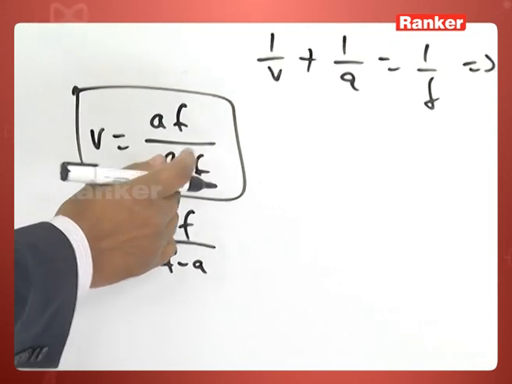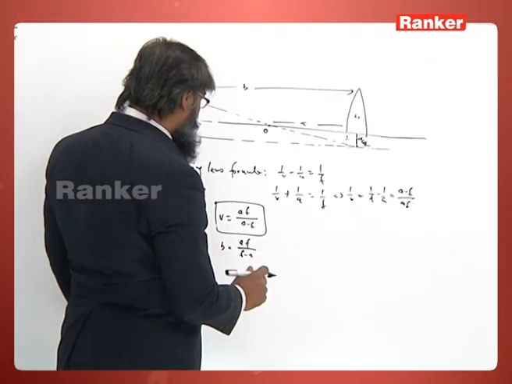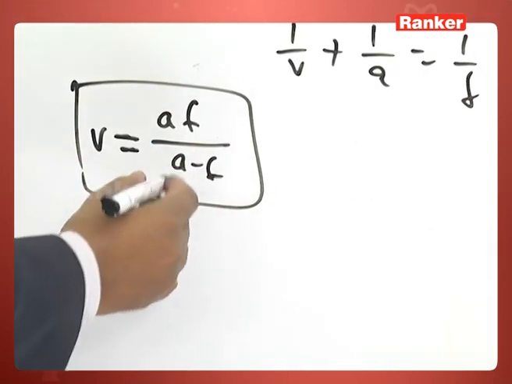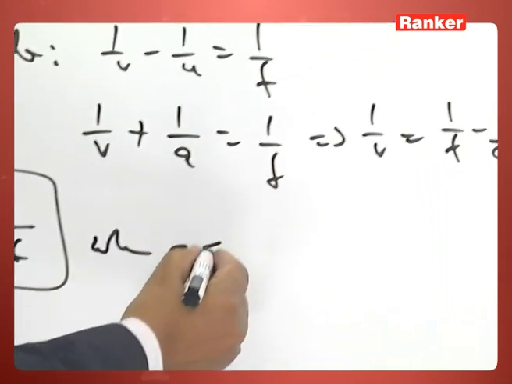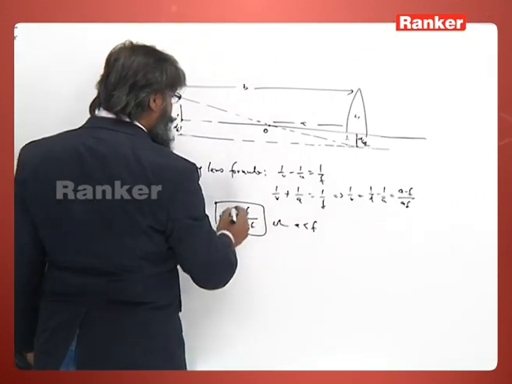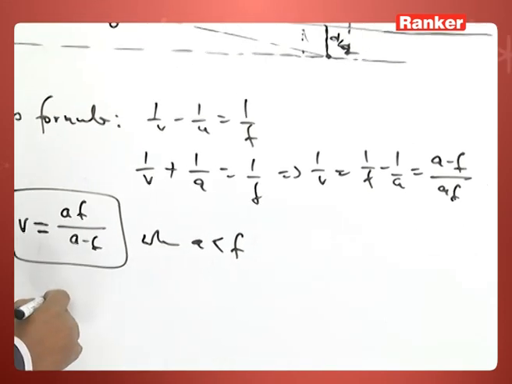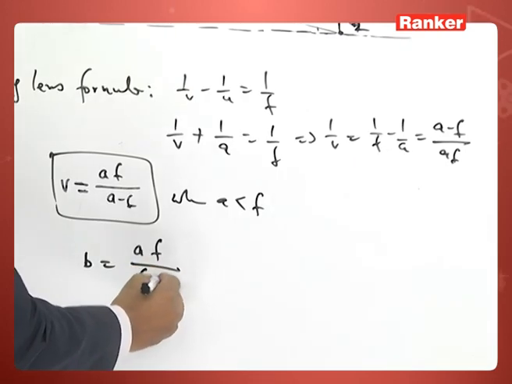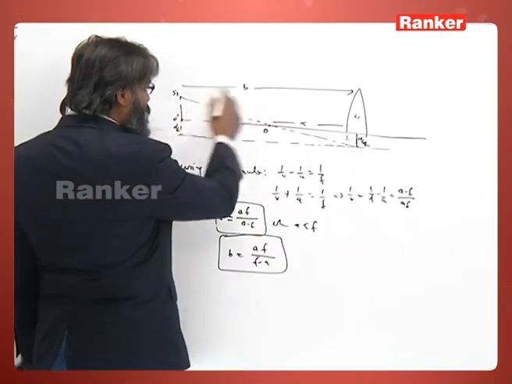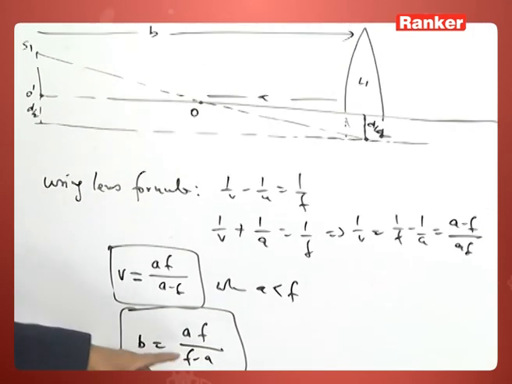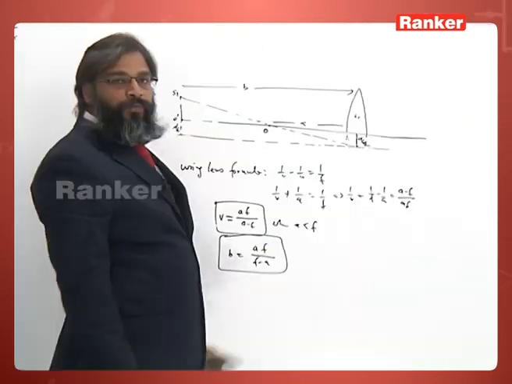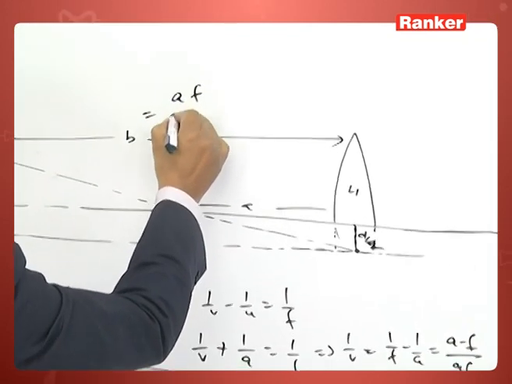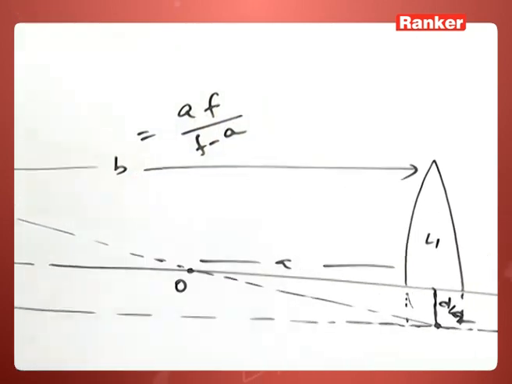You see, this A is less than F. So this is V, and this is F; when A is less than F, V is negative. So the magnitude of this distance becomes AF by (F minus A). So we got this B as this, because A is less than F, this is positive, meaning this is the magnitude we are writing. So we got B, which is equal to AF by (F minus A). This is B.